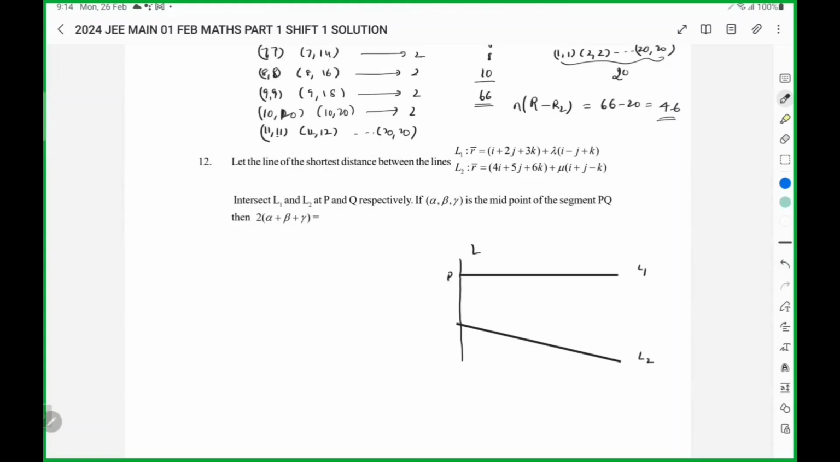Which intersect these two lines become P and Q. This line equation, R bar equal to A bar plus t B bar, means it passes through A and is parallel to B. Passes through A and parallel to B. That means the DRs of this one: it is passing through (4, 5, 6) and parallel to (1, 1, -1). See, this is A, B.